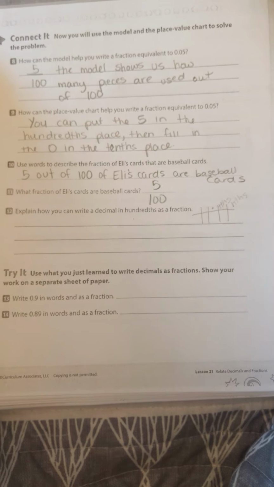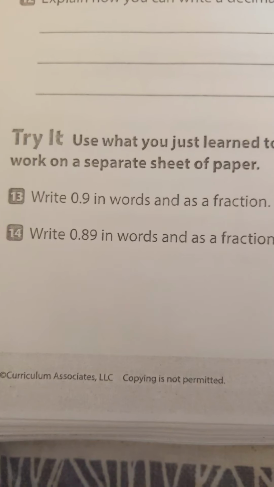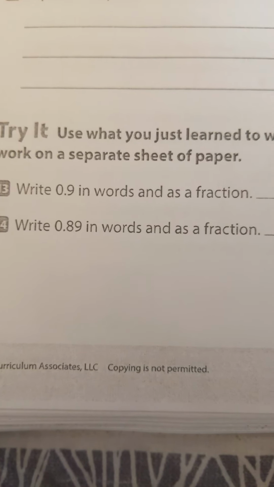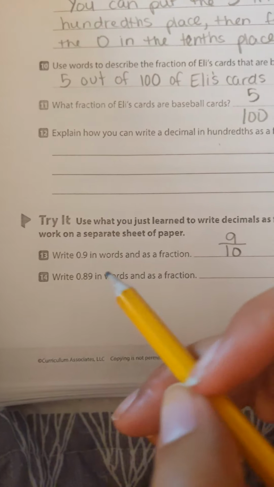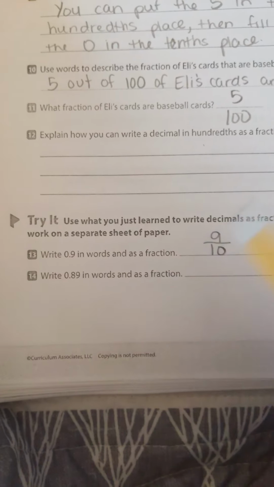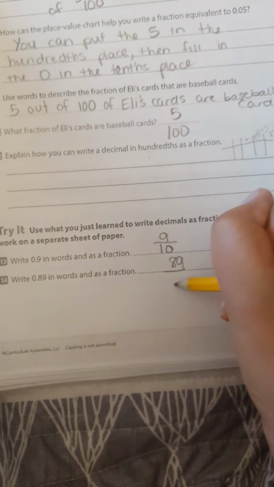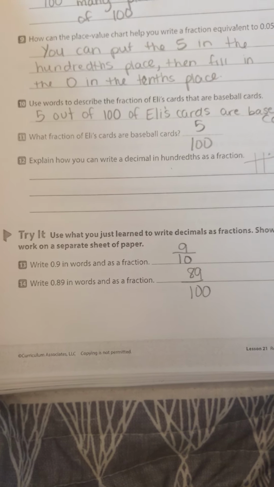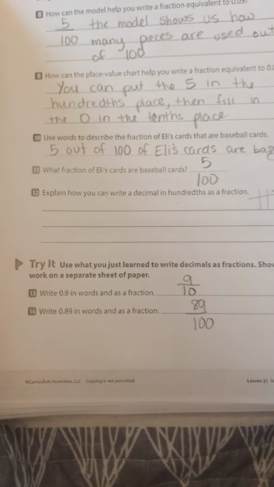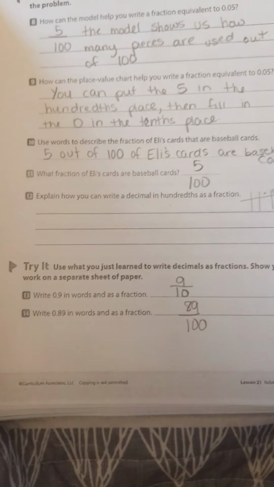Okay. All right, we're going to try it. We're going to write 9/10ths as a fraction. Why don't you go ahead and pause here? Try these two on your own. 9/10ths as a fraction. And here we have 89/100ths as a fraction. Okay? So decimals and fractions, especially when we're talking about tenths and hundredths, it's the same thing, just a different way to say it.